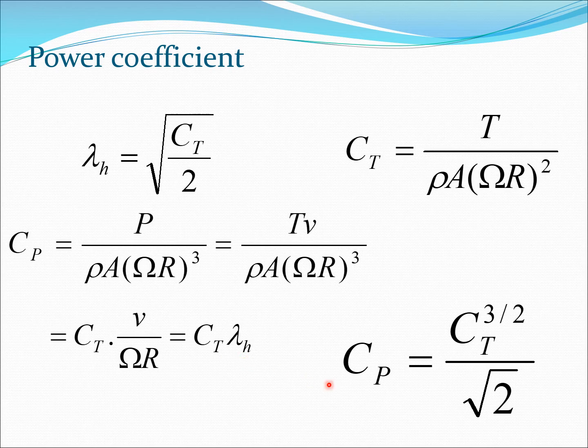Therefore I can write Cp as Ct^(3/2) by root 2. Remember, lambda h is root Ct by 2. So if I bring that here, I get Ct^(3/2) by root 2. That's a very important formula.